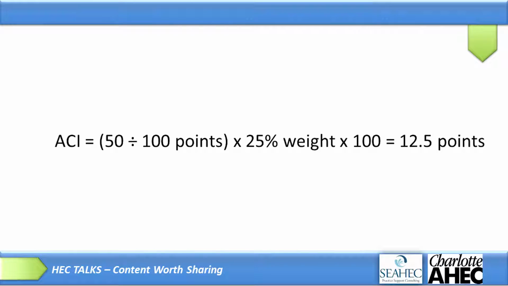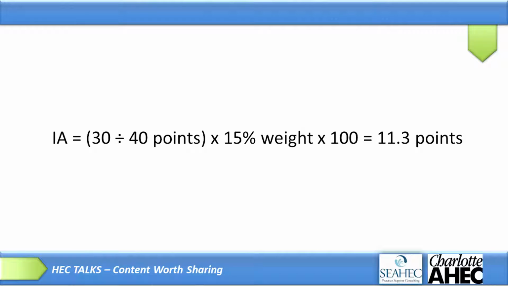The performance category score for the last 3 categories are calculated in a similar manner. The ACI category achieved 50 of the 100 possible points, so we divide 50 by 100, which equals 0.5, multiply by the 25%, which equals 0.125, then multiply by 100, which equals 12.5 points. 12.5 is the performance score for the ACI category. The IA category achieved 30 of the 40 points, so we divide 30 by 40, which equals 0.75, multiply by 15%, which equals 0.1125, then multiply by 100, which equals 11.25, which we will round up to 11.3 points. 11.3 is the performance score for the IA category.